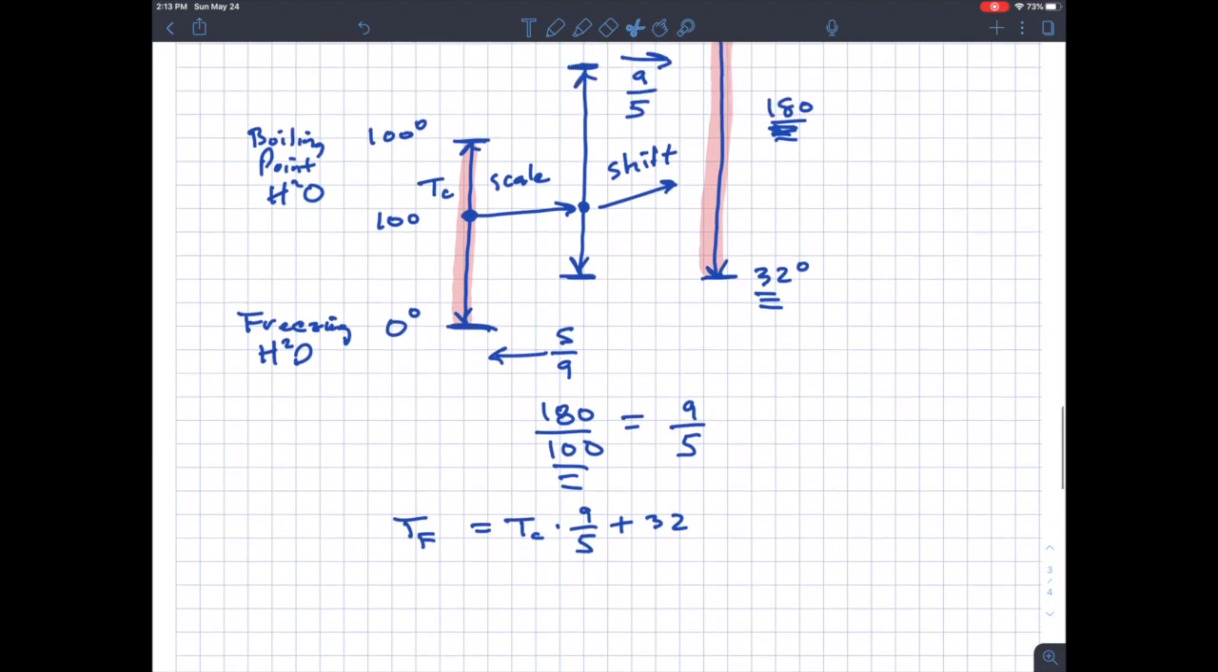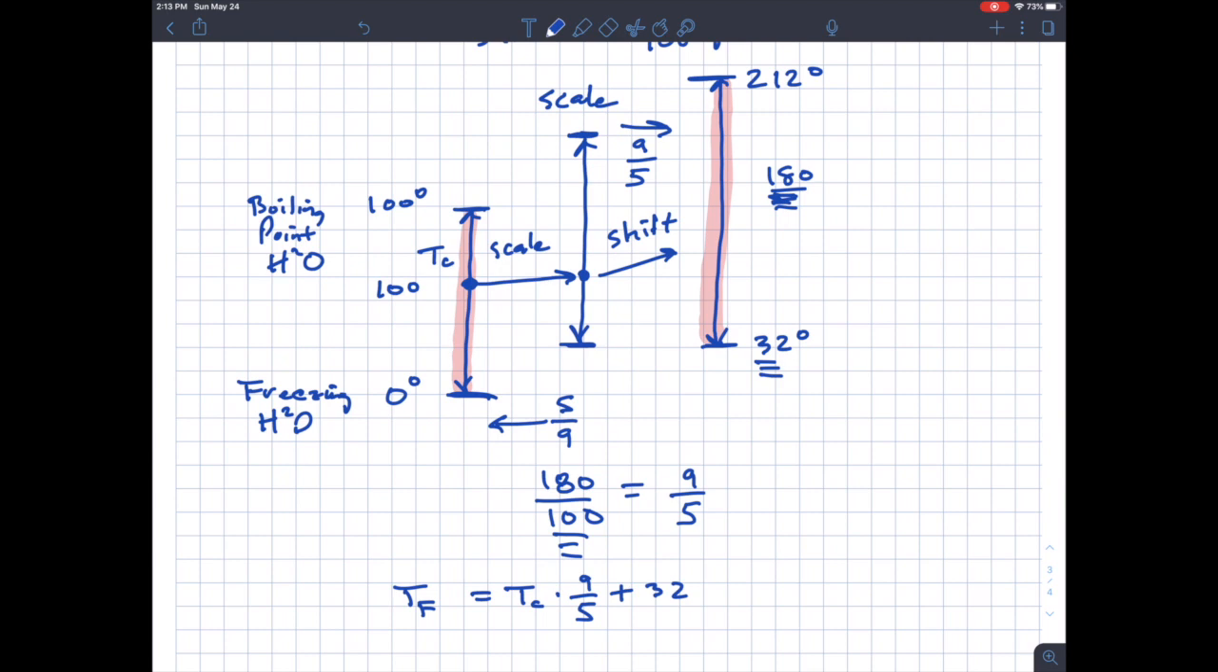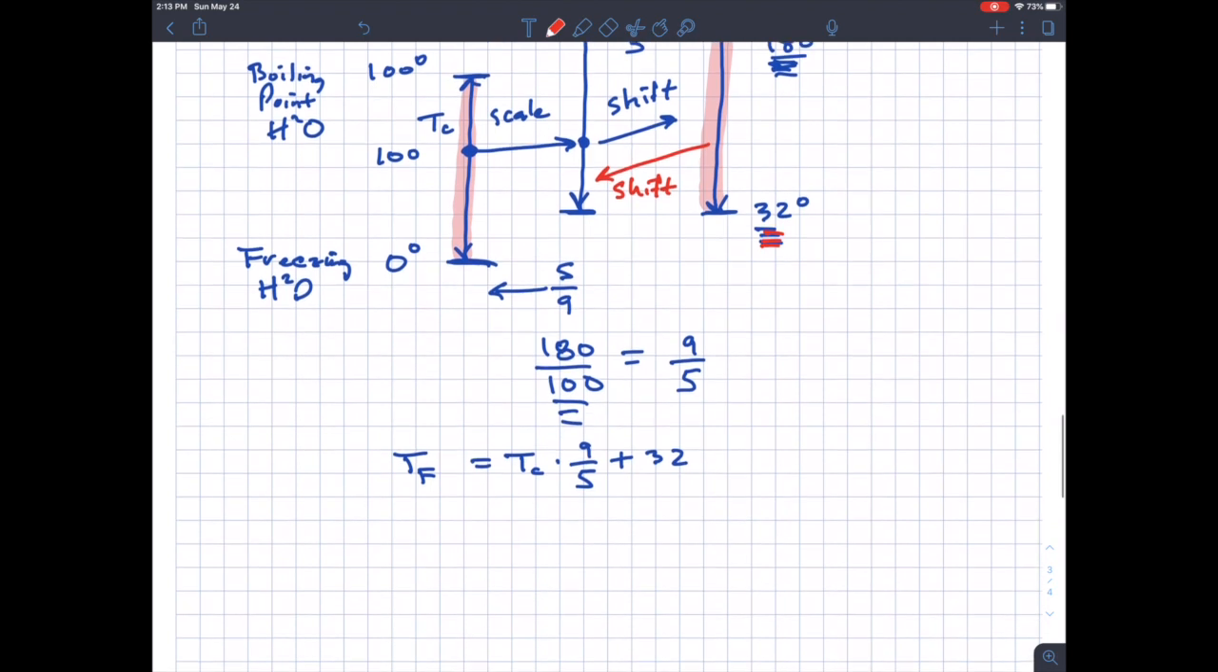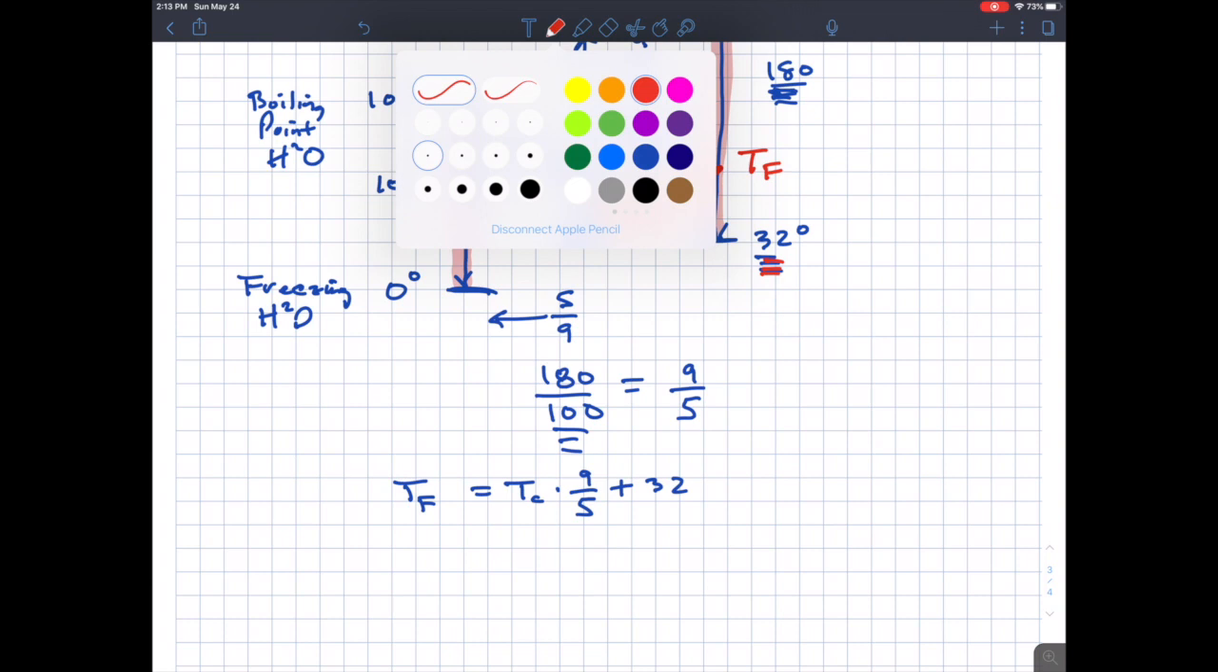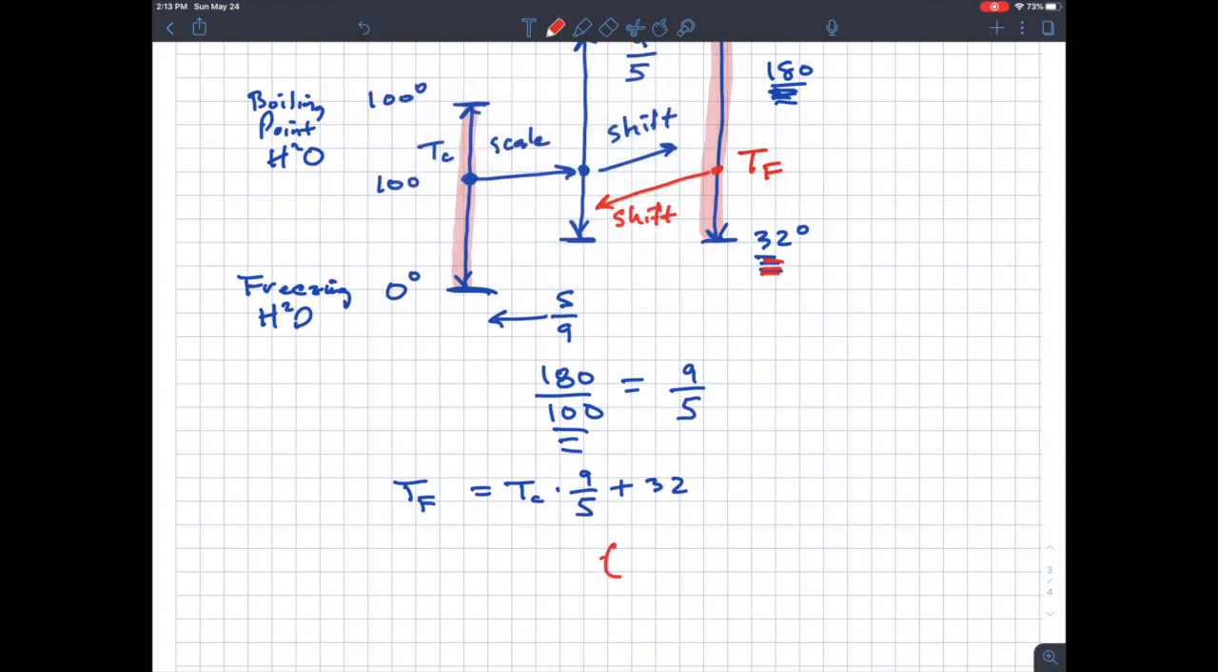Let's think about the other direction. With the other direction, I'm going to change to red. In the other direction, I would need to shift first, right? Because I'm at 32 and I need to shift this scale down. So I would need to shift, and that means subtracting 32. If I had a number over here, TF, the first thing I would do is take TF and shift it down by 32. And from here I need to scale it.